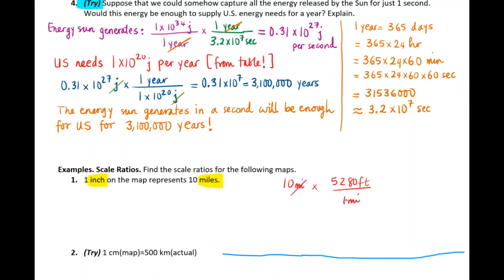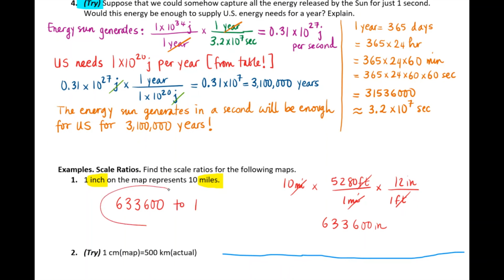So miles will cancel. Now I have feet, and I multiply by 12 inches per foot, because 1 foot is simply 12 inches. So feet will cancel as well. If you multiply all of them, you get 633,600 inches. That's the amount of inches in 10 miles. So the scale ratio for this problem will be 633,600 to 1.